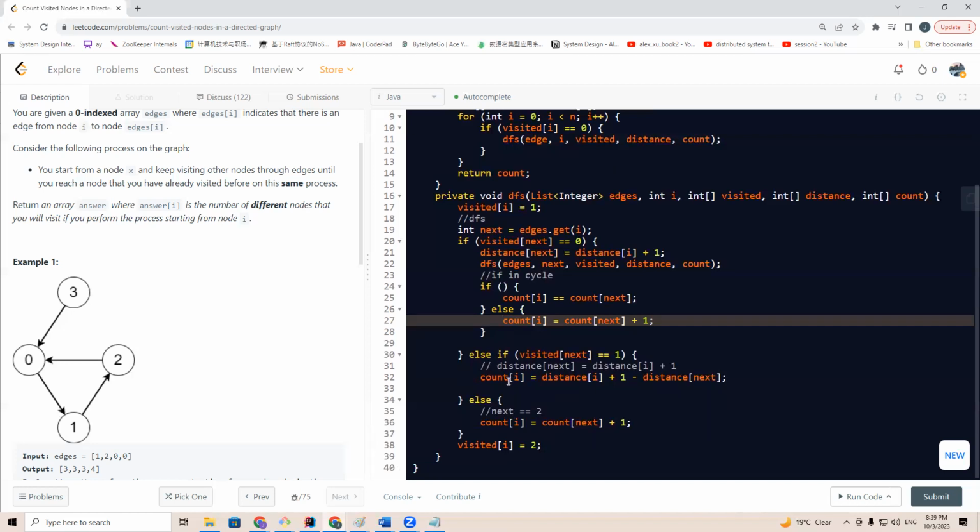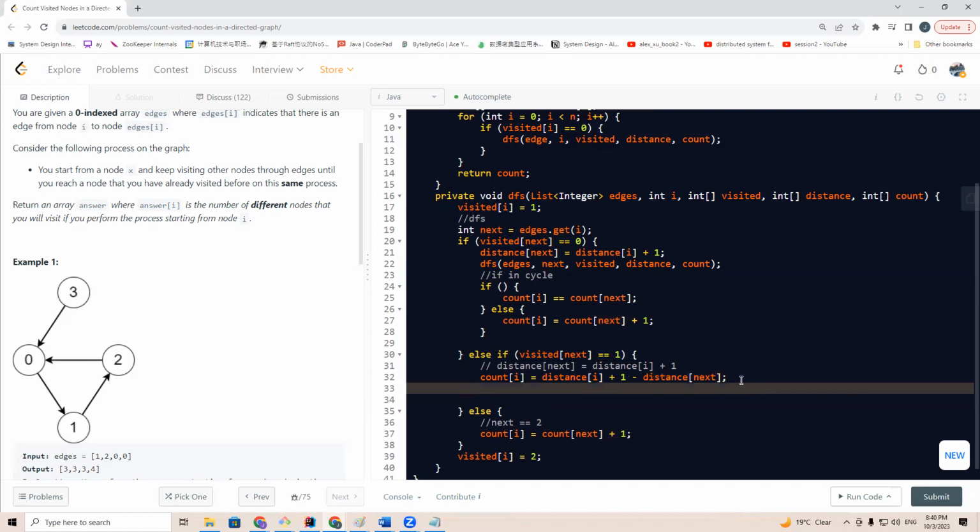So how can we detect whether this is in a circle, right? We can do this. So if we meet a visited node, with visited equals 1, right? The next one, we know current and the next, they are in the circle. We can set distance I equals distance next, okay?